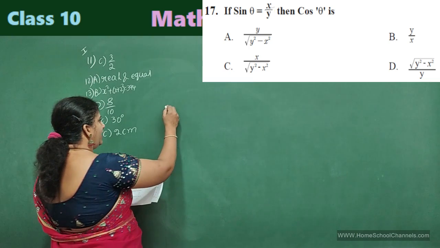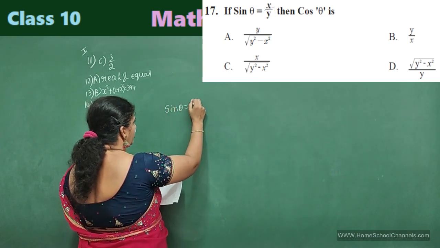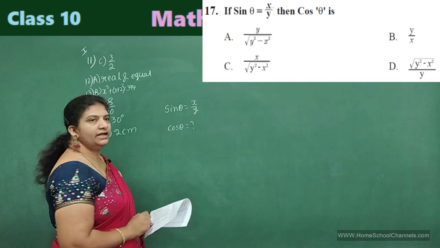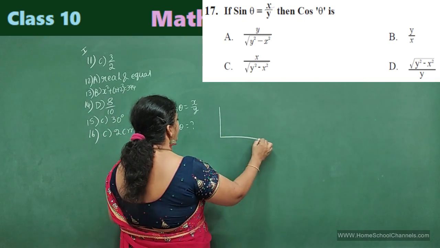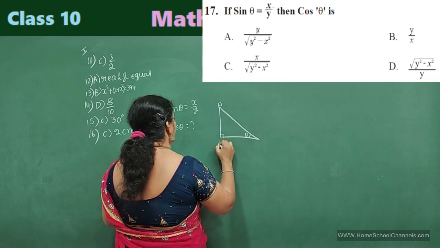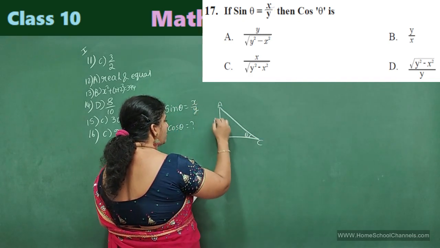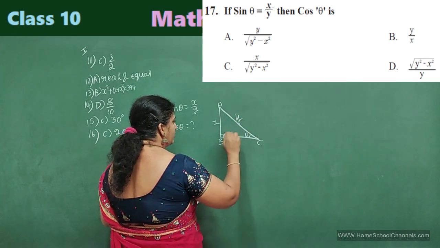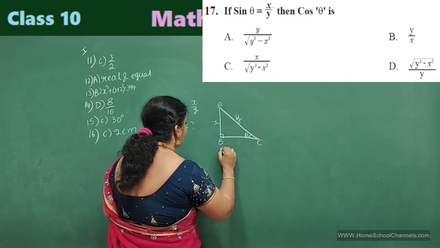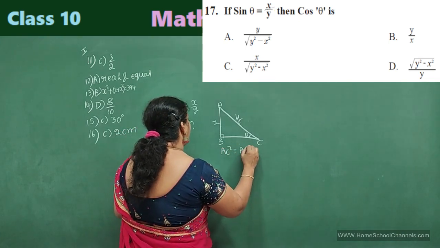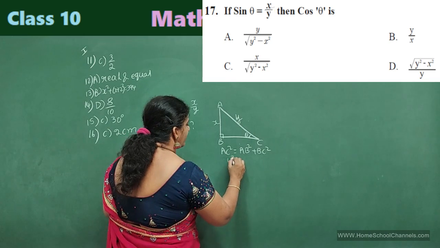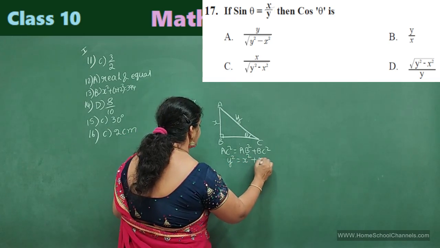17th problem. If sin theta is equal to x by y, then cos theta is equal to question mark. Sin theta is given, we need to find cos theta. Let me take a right angled triangle here, and let us take theta, A, B, C. Sin theta means opposite by hypotenuse. Substitute here. First find the missing side, then we can find cos theta. Apply Pythagoras formula. AC square is equal to AB square plus BC square. That is, AC value is y square, AB value is x square, plus BC square.